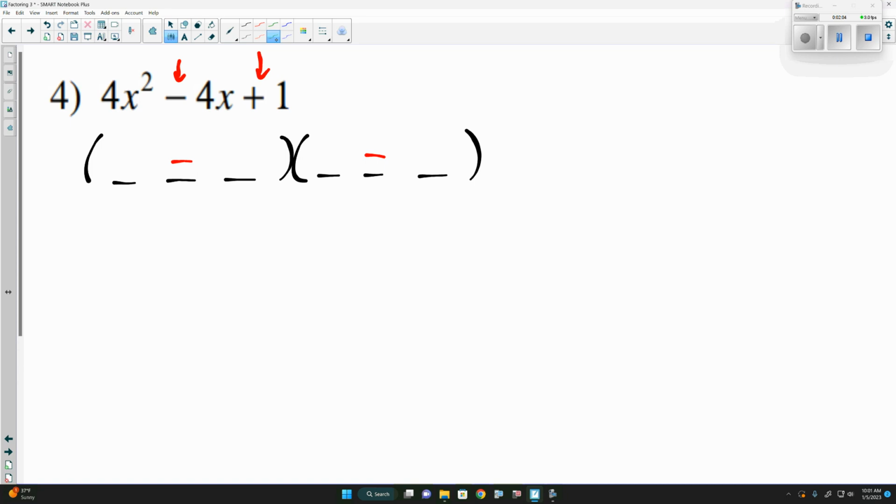Now we need to find the factors of the first and third term. Normally we go with the first term, but the third term is kind of nice. Its only factors are 1 and 1. Whenever I look at these, I always look for which one has the easiest factors to work with. Only one set. 1 and 1's nice. With 4x squared, well, we know we'll have x and x. Now the factors of 4 are 1 and 4 or 2 and 2. Which one do we want to try first? 2 and 2.